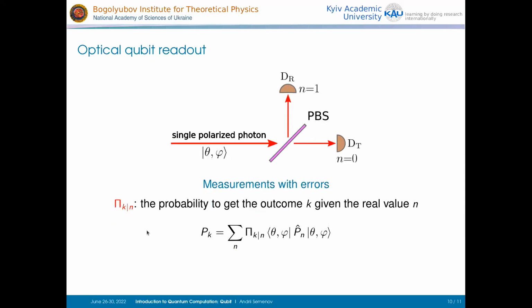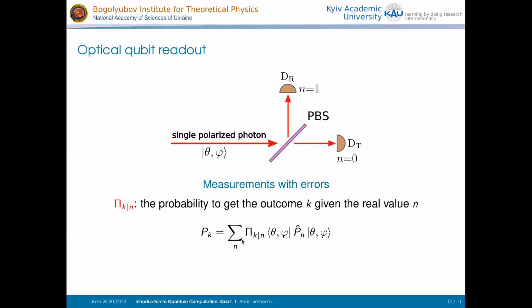This means our quantum rule. Our probability pk to get this click will now be given by such a formula, the law of total probability. This is the conditional probability to get the number k under the condition that this number n happens. And here is the true Born rule for perfect measurements: theta phi, Pn projection operator, theta phi.